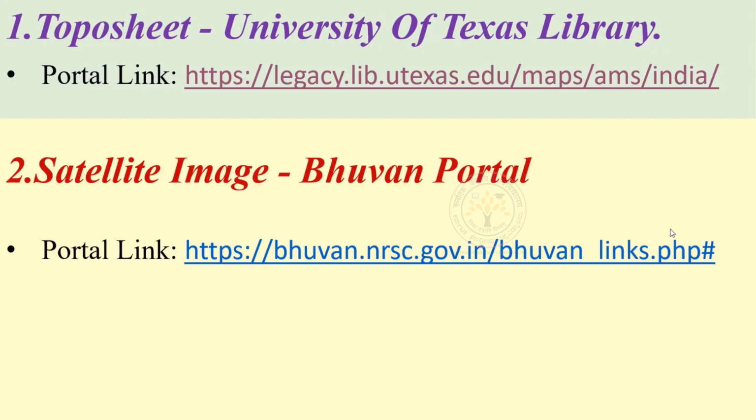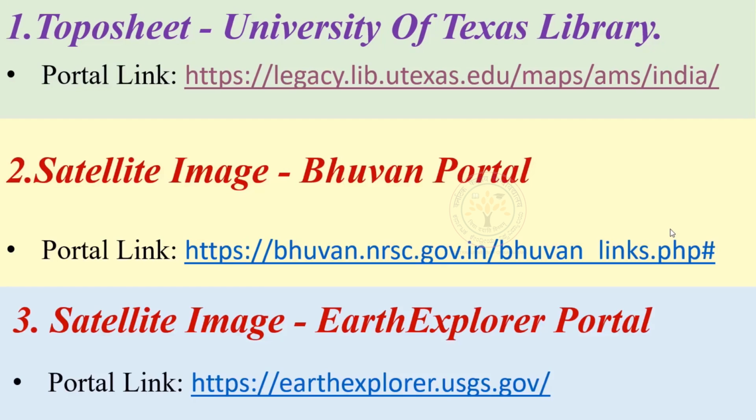The third one is satellite image collection from Earth Explorer portal. In this portal, we can download sequential data for temporal analysis. It provides a long list of satellite and aerial imageries. Registration is necessary to download the data from this portal. The web link for the page is mentioned here. You can use it to go to the web page.